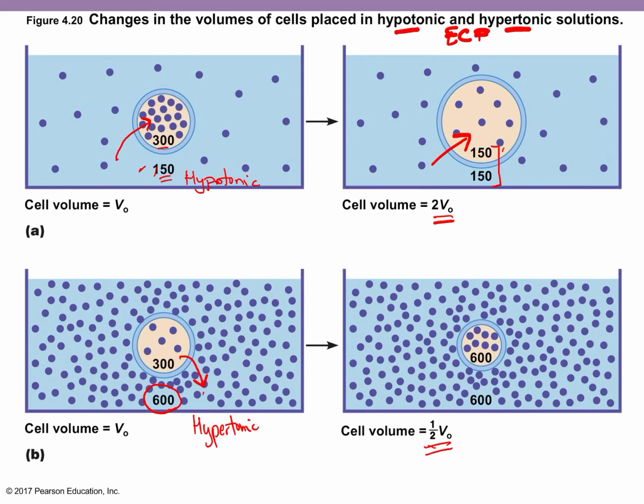So wherever there is more solutes, that's where you have less water concentrated. Water will run from high to low concentration towards the hypertonic side until it reaches equilibrium. In order for equilibrium to be reached, when water moves, the cell will either swell or shrink in size, changing the volume. And the volume change will be proportional to the difference in the tonicity.